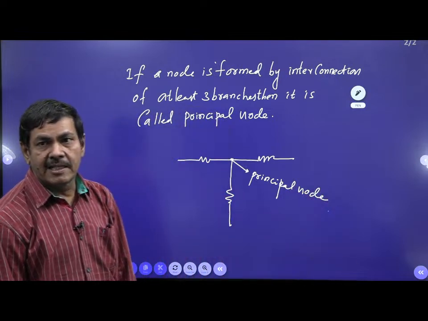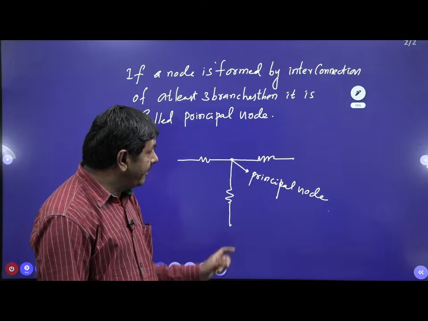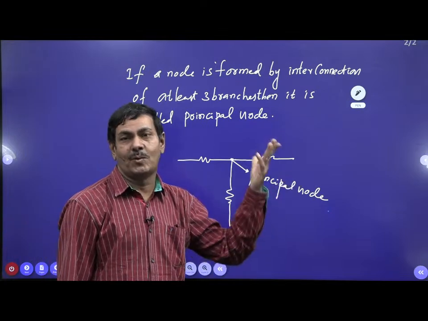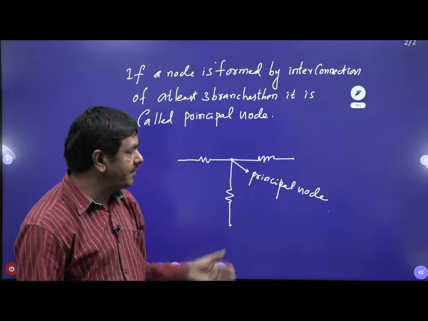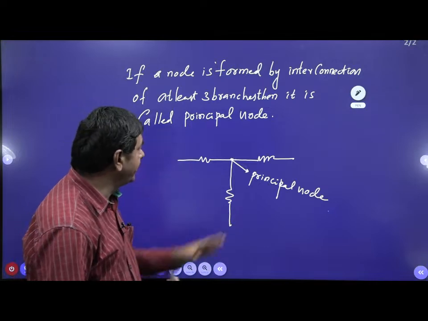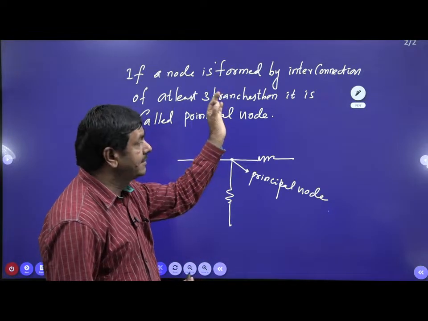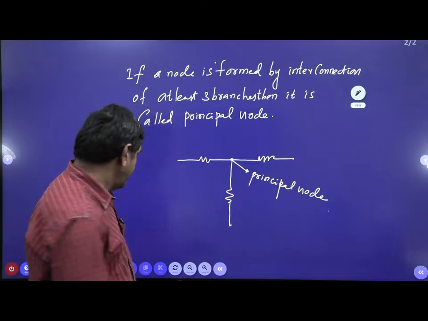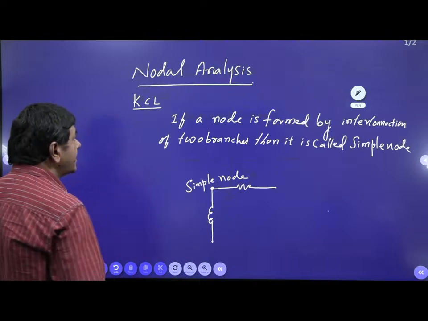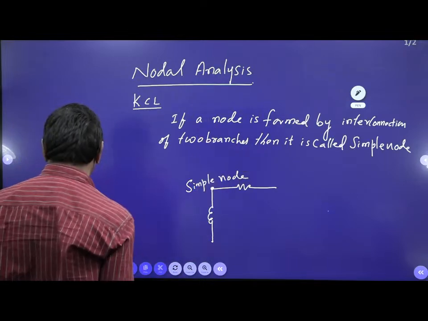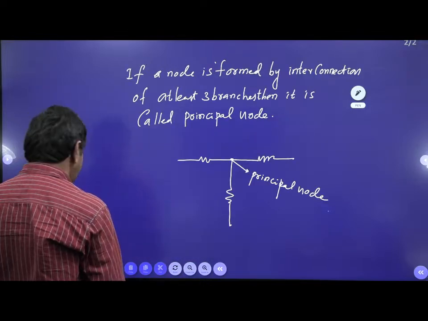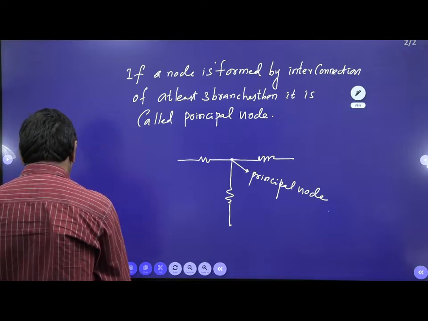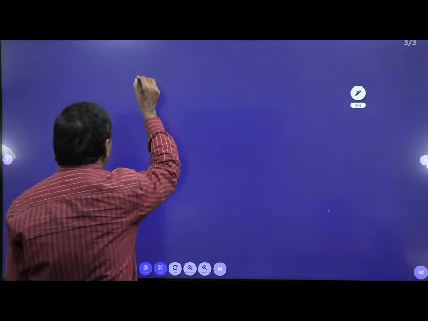So in the nodal analysis, the role of the principal node is more. How that will be useful, you will see while doing the problem only. Anyhow, we got an idea about the principal node and the simple node, which I explained just now. Now the next one is KCL, which I want to explain. Without KCL, we can't do any question.